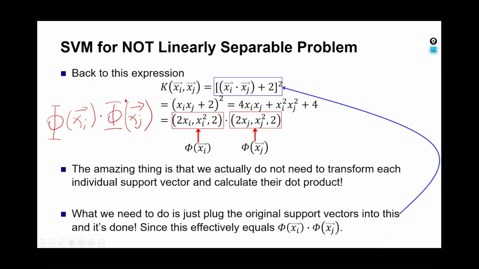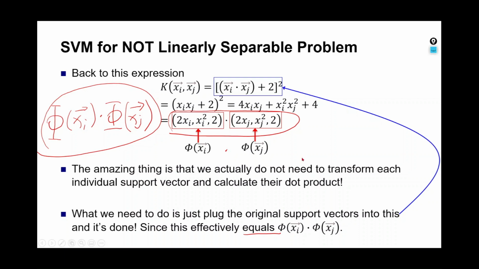And then over here, our final goal is to get this transformed xi dot transformed xj. And then look at this one. What we need to do is just plug in the original support vectors into this expression in this blue rectangle, because this one essentially is equal to the final transformed xi dot transformed xj. It's not equivalent, not approximately equal, just exactly equal to this transformed xi dot transformed xj. So now our problem becomes very simple.